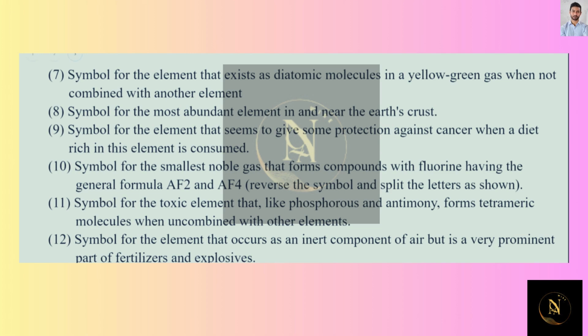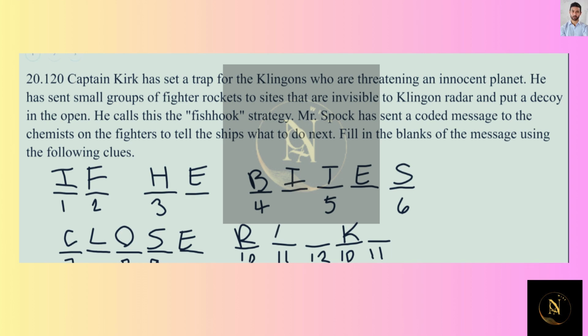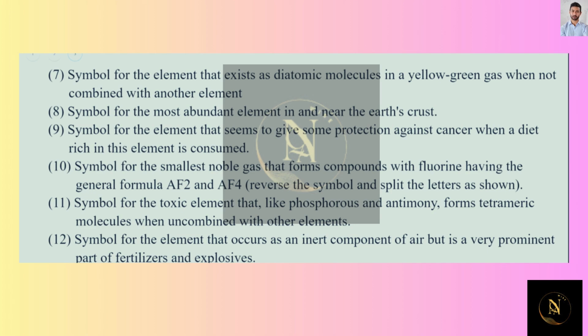Our 11th clue is the symbol for the toxic element that, like phosphorus and antimony, forms tetrameric molecules when uncombined with other elements. So phosphorus, antimony, and arsenic all form tetrameric molecules when they're not combined with other elements. So this one is actually arsenic. So there's an A here and an S here, and we're almost done. Our final clue is the symbol for the element that occurs as an inert component of air, but is a very prominent part of fertilizers and explosives. So this is actually nitrogen.